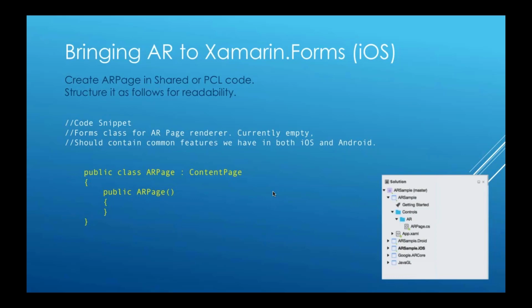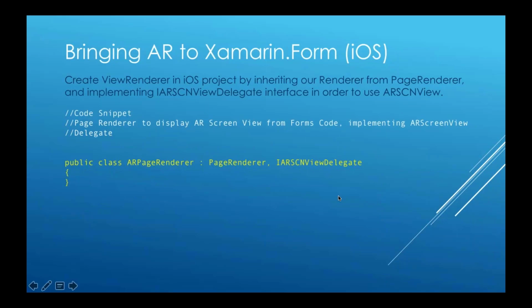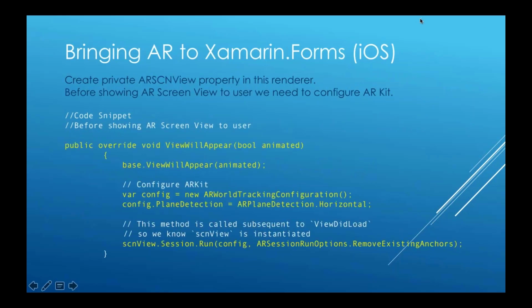Really simple stuff, creating a public class ARPage, which inherits ContentPage, and then we create the view renderer in the iOS project by inheriting our renderer from PageRenderer and implementing the IARSCNViewDelegate interface in order to use an ARSCNView. Again, that's pretty simple. Let me know if you have questions going through here. Glad to answer them. We have enough time.